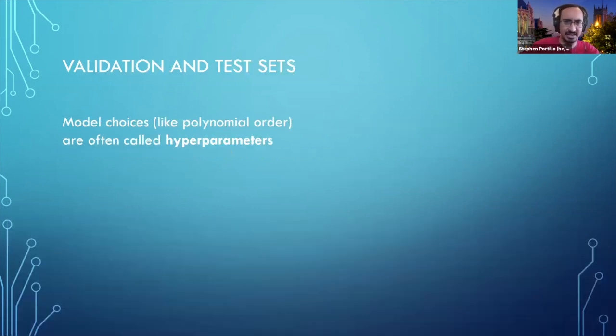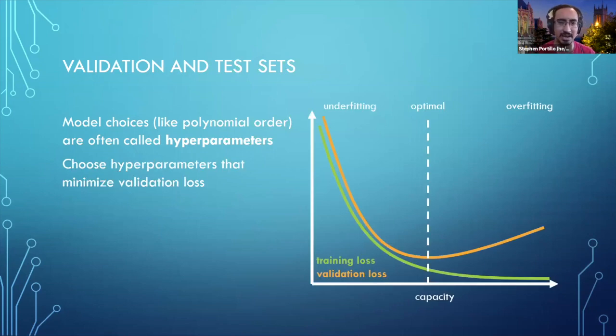And in the machine learning vocabulary, these choices that we have, like how big of a polynomial to use, are often called hyperparameters. They're called that because the coefficients like a and b are your normal parameters, and these are a level above them. These are the hyperparameters. And the idea is with a validation set, we can choose the hyperparameters that do the best on the validation data instead of the training data.